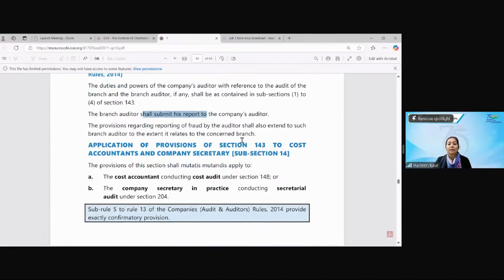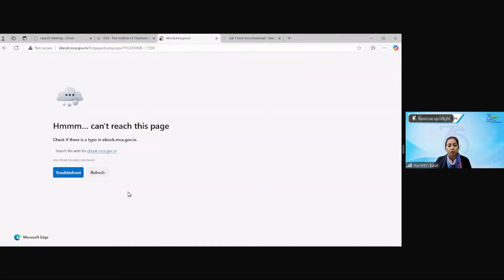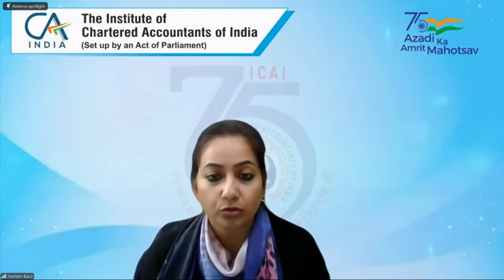Is that clear? Now, application of 143 to cost accountants and company secretary also. It says this section shall mutatis mutandis apply to the cost accountant who is doing cost audit, and to the CS also.